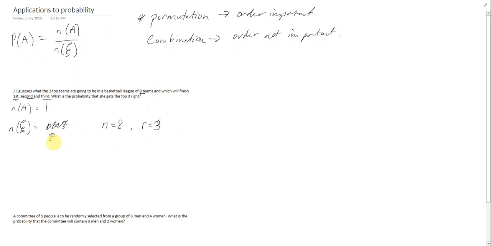So what we're doing here is 8P3. So that is 8 factorial over (8 minus 3) factorial. So that is 8 factorial over 5 factorial, which is 8 times 7 times 6. Put that into our calculator and we'll get the correct answer.